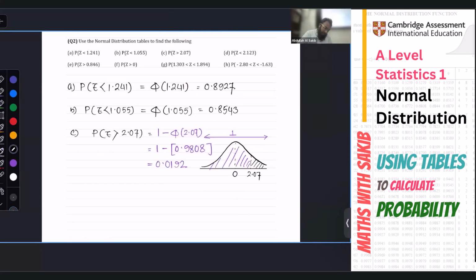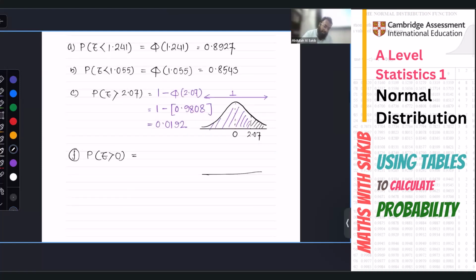Who can do it fast? Number F. Probability of Z is more than 0. What about the area? 0.5. That would be only 0.5 because in the standard normal distribution table, in the middle line you have 0. Clear?